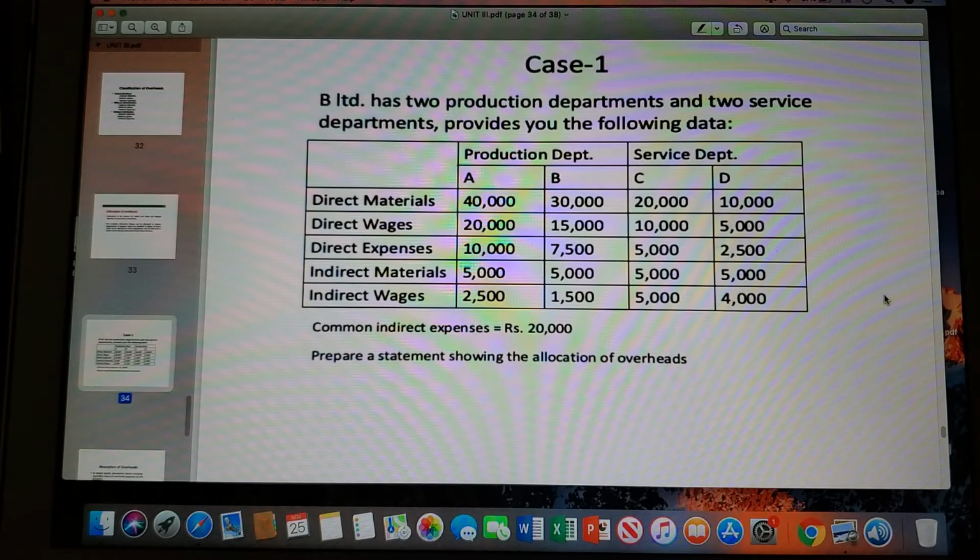Indirect materials: production department A it is 5,000, production department B it is 5,000, service department C it is 5,000 and service department D it is 5,000. Indirect wages: production department A it is 2,500, B it is 1,500, service department C it is 5,000 and D it is 4,000. So this is how it looks. The common indirect expenses equal rupees 20,000. You are required to prepare a statement showing the allocation of overheads.